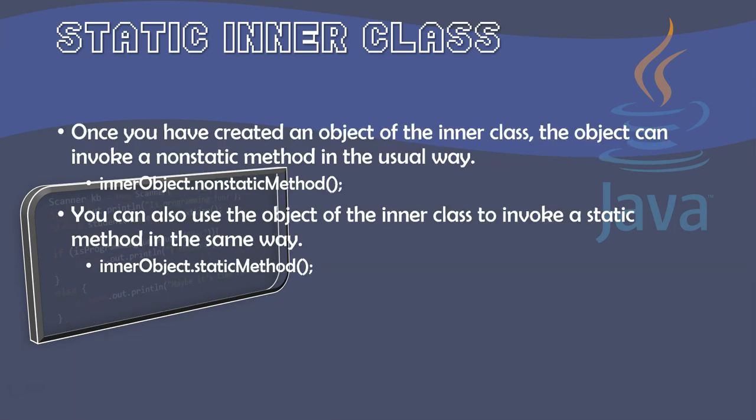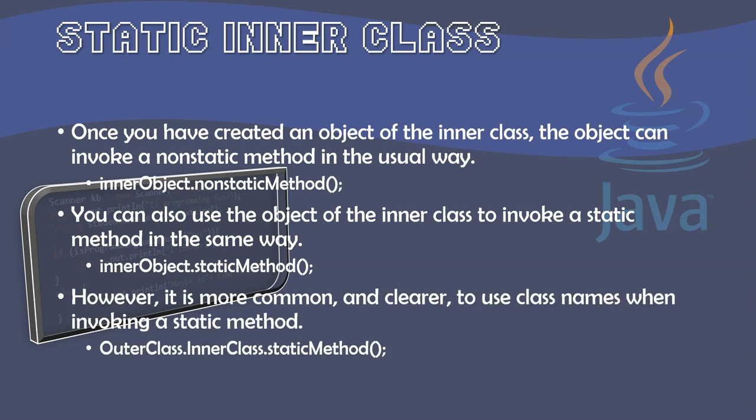Once you've created an object of a class, the object can invoke a non-static method in the usual way: innerObject.nonStaticMethod(). You can also use the object of the inner class to invoke a static method in the same way: innerObject.staticMethod(). However, it's more common and much more clear to use class names when invoking a static method: OuterClass.InnerClass.staticMethod().